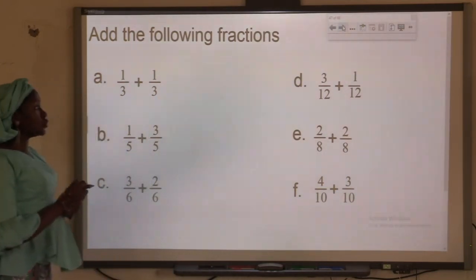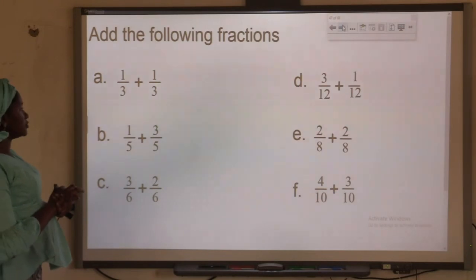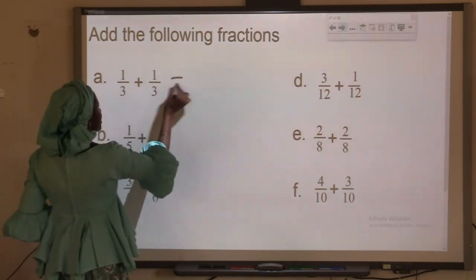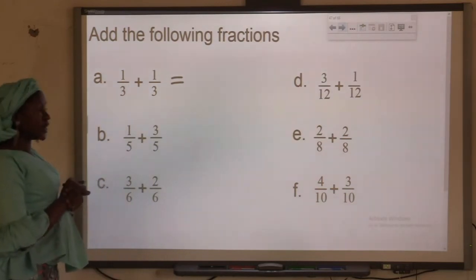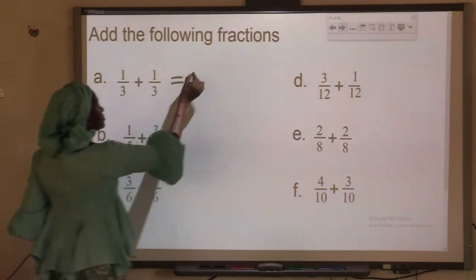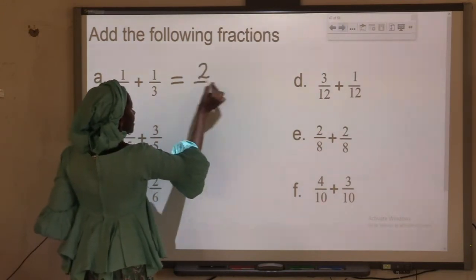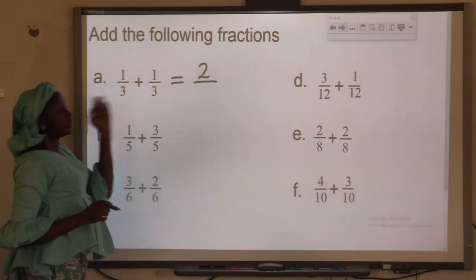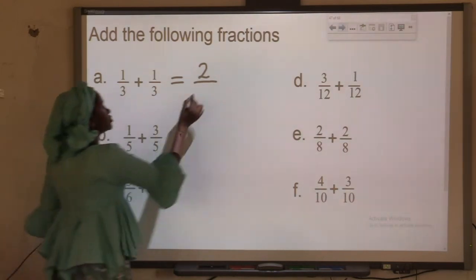Like fractions or common fractions, the denominators are the same. When we add the numerators, our answer is going to be what? 1 plus 1, 2. We maintain the denominators because we are dealing with like fractions.